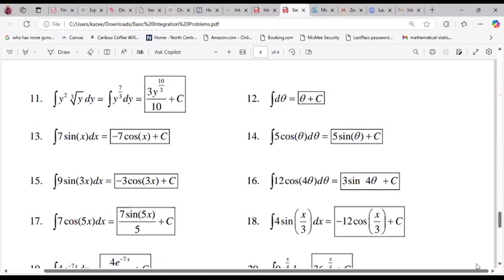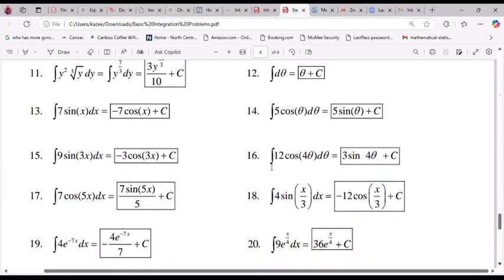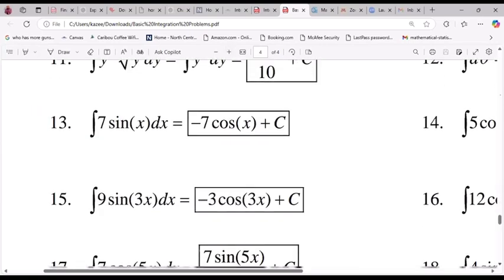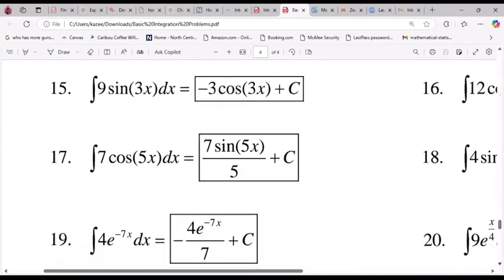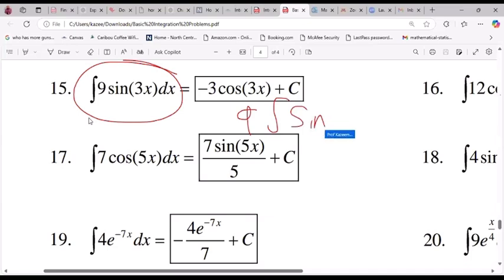But you may be wondering, what about a situation where we have a multiple angle, like in question 15? What you're going to do if you really want to integrate that: I first rewrite that as 9 integral sine 3x. This is a multiple angle, right?